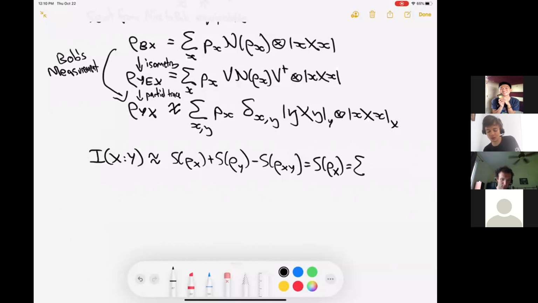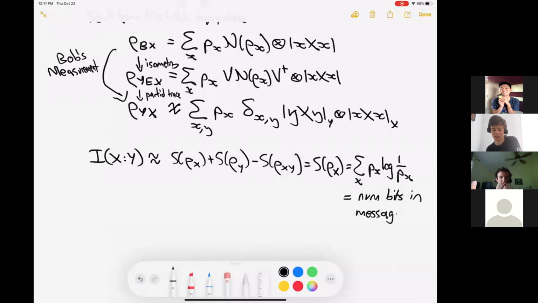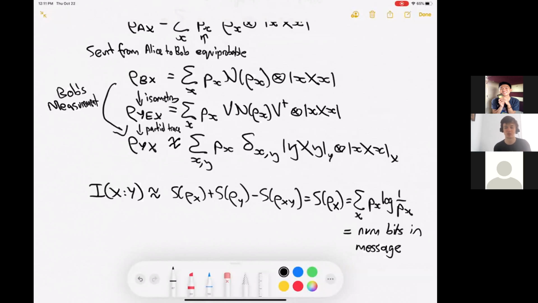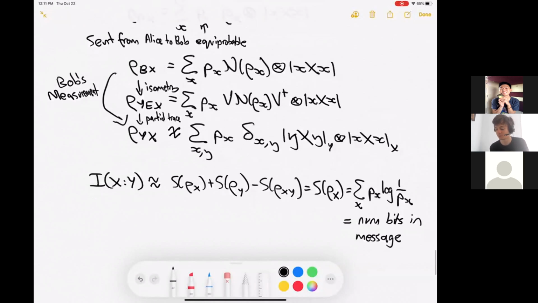And they're just equal to the sum over x of p x log 1 over p x, which of course is just the number of bits in the message, because we're assuming here p of x is equiprobable over all the possibilities. So this is just saying that because the measurement outcome y ends up being the same as the initial input x, they're perfectly correlated. They have maximal mutual information between them.